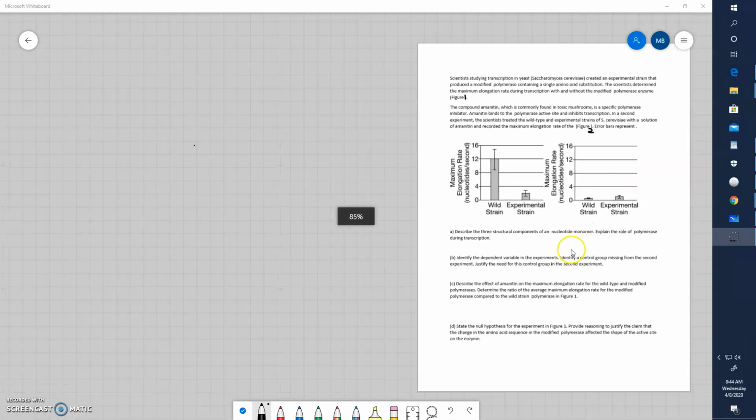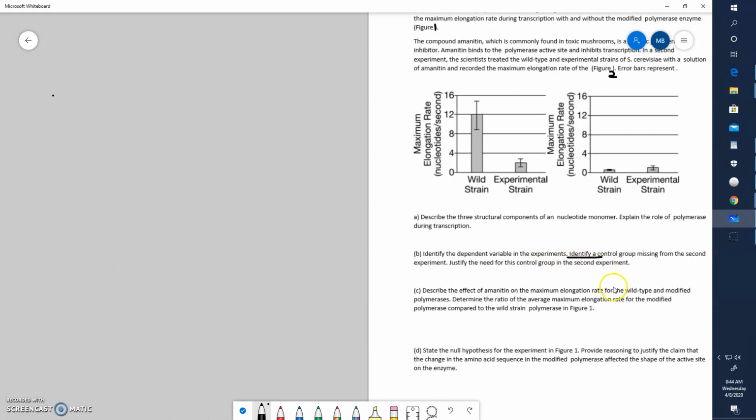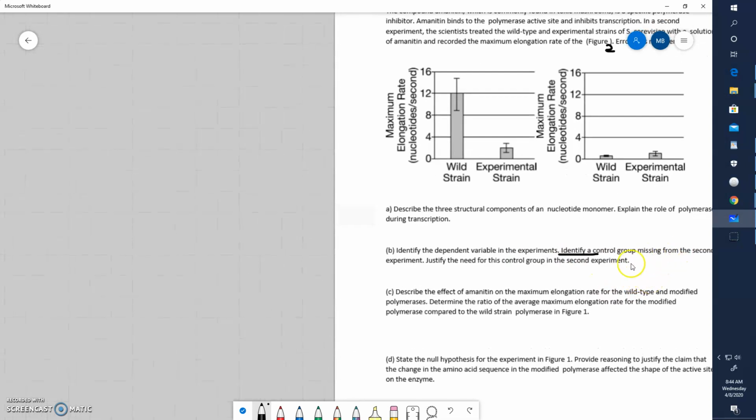Okay, so we justified it. Oh, look at that, I had no idea I could zoom in. So we justify that because we need to know the effect with amatoxin. Without amatoxin, we need to see that there.